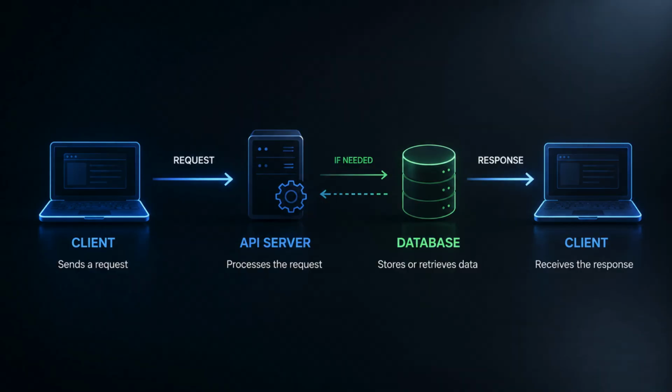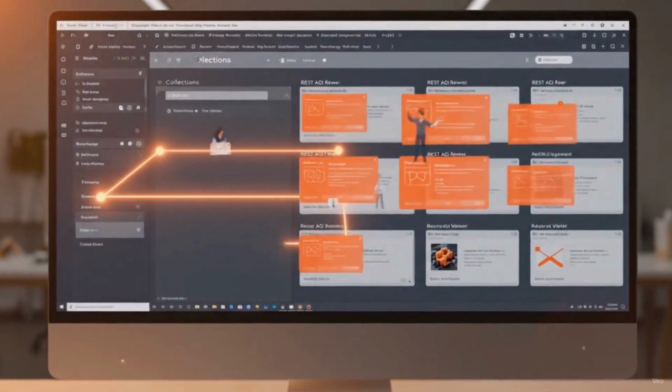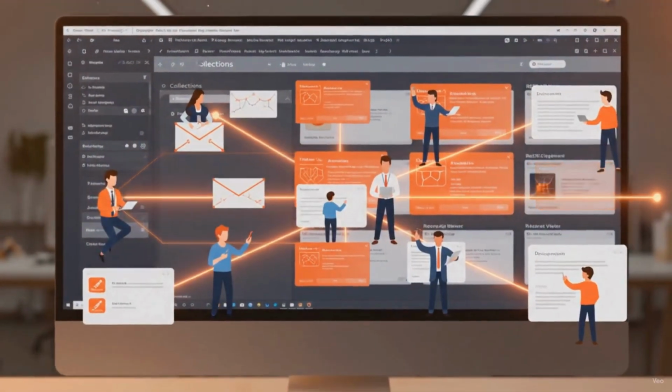Every API interaction follows the same basic flow. An API request travels from the client to the server, where it is processed, interacts with the database if needed, and returns a response back to the client. Postman acts as the client, allowing us to send requests and inspect the responses returned by the API.